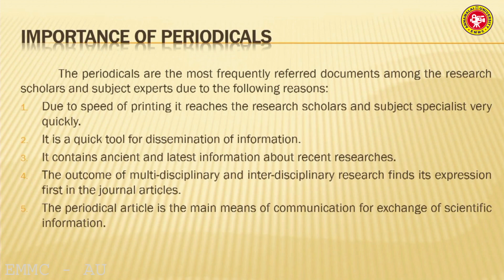Then the second one is that it is a quick tool for dissemination of information. Dissemination means distribution. It is a quick tool to communicate among scientists. The third one is that it contains ancient and the latest information about recent research. The fourth one is that the outcome of multidisciplinary and interdisciplinary findings is expressed first in journal articles. So multidisciplinary and interdisciplinary research is communicated through journal articles. The last one is that the periodical article is the main means of communication and exchange of scientific information.